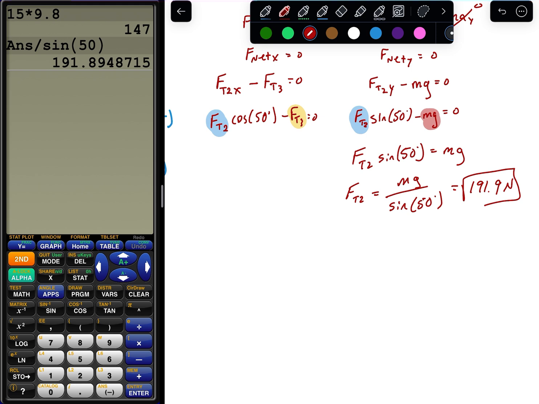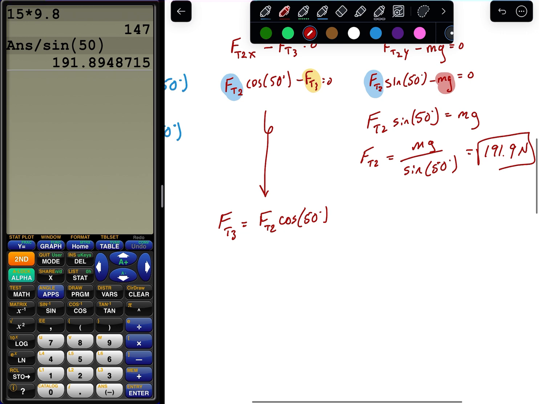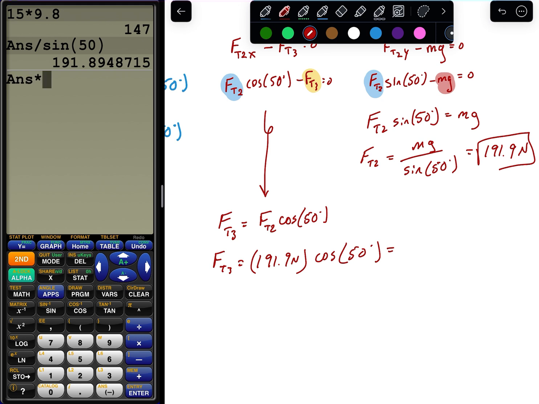Cool, so let's go ahead and use that, and let's plug that into the other side. FT2 cosine of 50 degrees minus FT3. We can rearrange this just a little bit to get FT3 equals FT2 cosine of 50 degrees. And this is going to allow us to solve really quickly. 191.9 newtons multiplied by the cosine of 50 degrees, and that's going to be equal to 123.3 newtons. And that's going to be our answer.